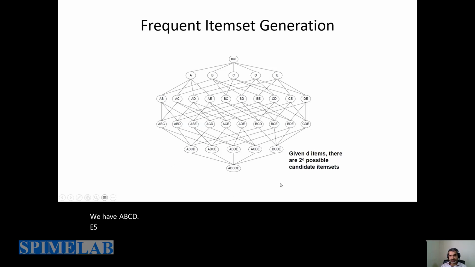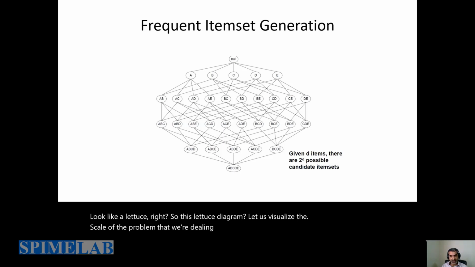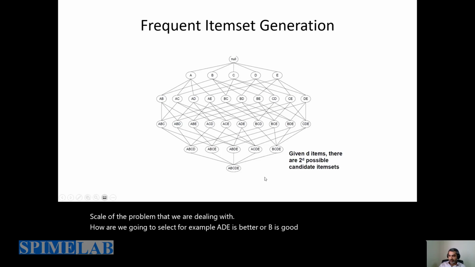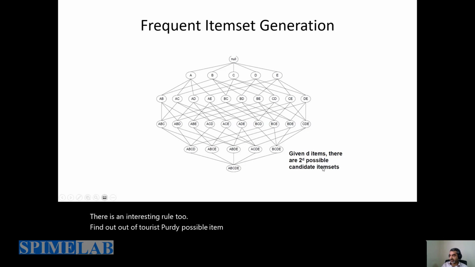All possible combinations of these items look like a lattice, right? So this lattice diagram lets us visualize the scale of the problem that we are dealing with. How are we going to select, for example, whether A, D, E is better, or B is good, or A, B, C, D, E? There is an interesting rule to find out of 2 raised to power d possible item sets, which one is interesting and which one is not.